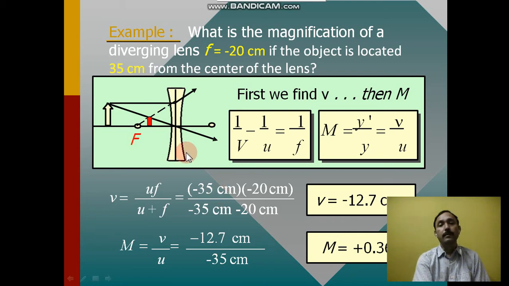We have got plus, which means the image is erect. Minus means inverted. So the image is erect and smaller in size.